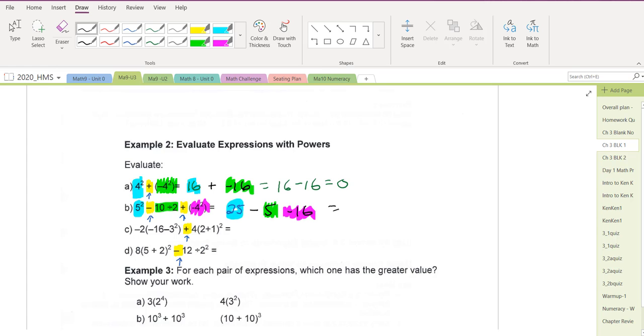Tell me what it equals. Add them together. Or subtract them. They're all subtracting. 25 minus 5 minus 16. What is that? 4. 4? Thank you.